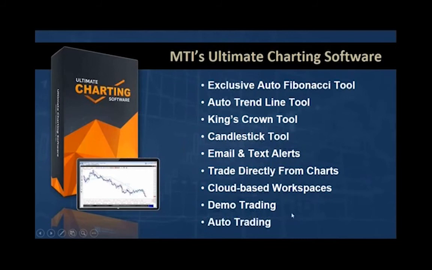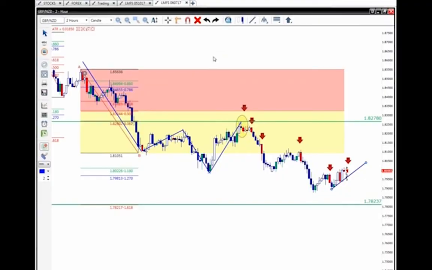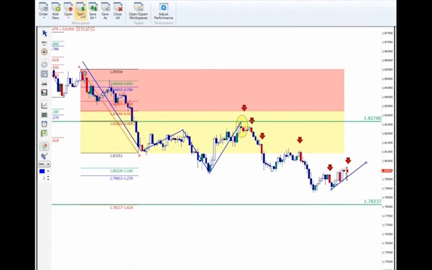The other neat thing about our charts is you can save these workspaces here. So if there's certain different currency pairs you like working on, you save it as a workspace, and you save those workspaces either to your computer or to the cloud.